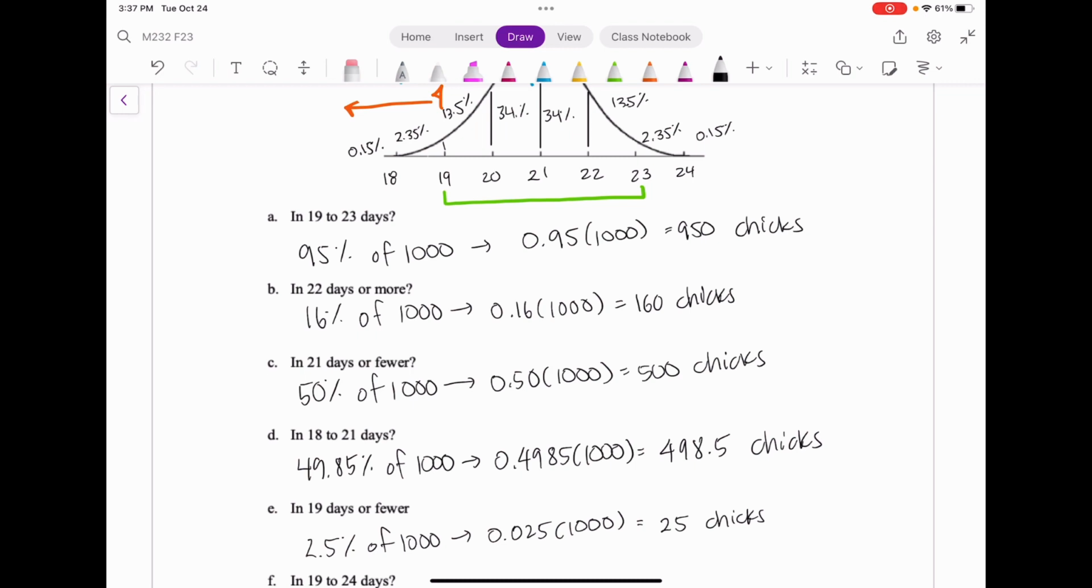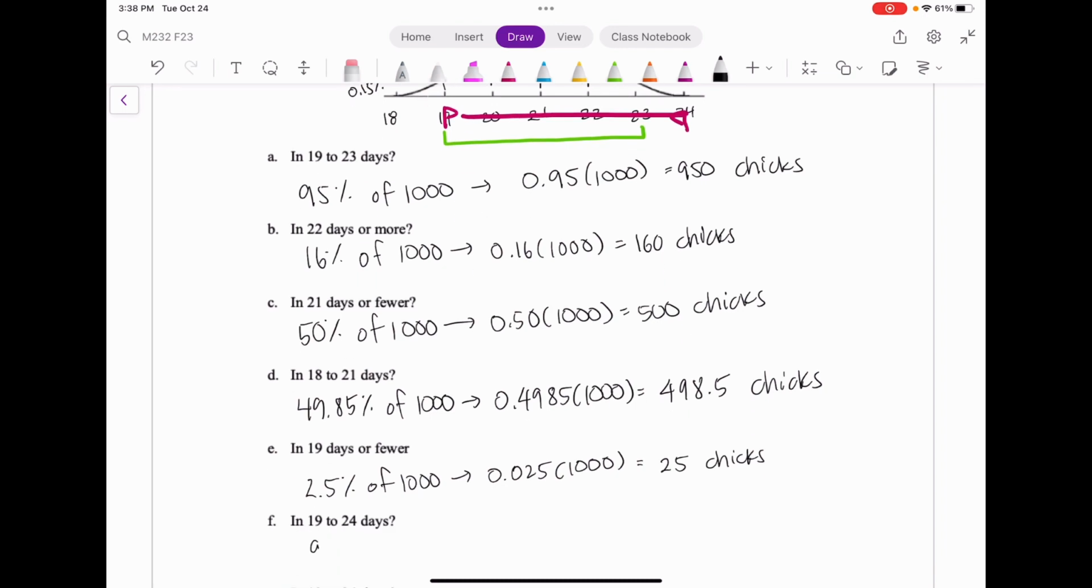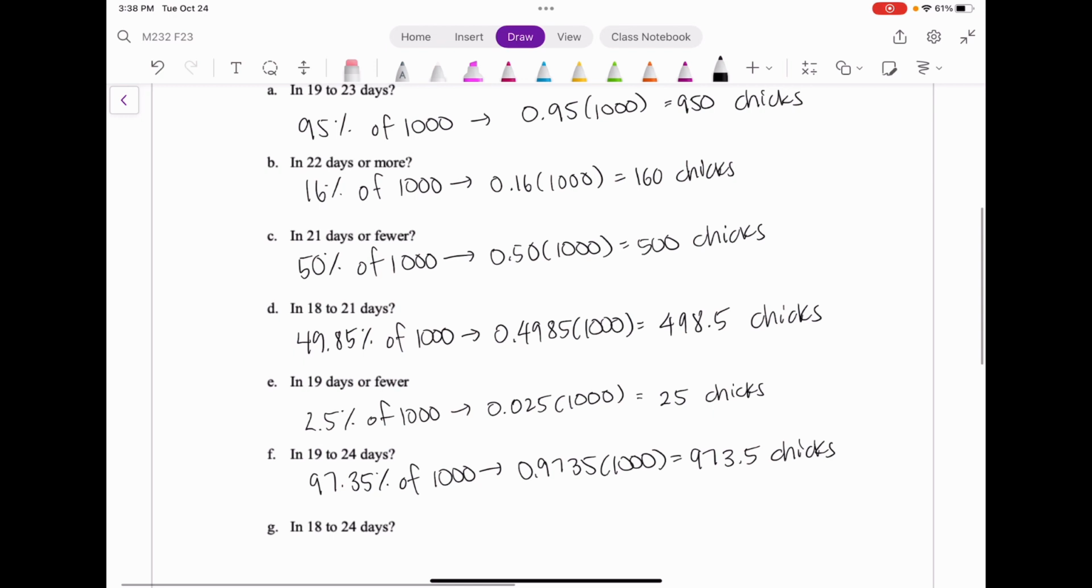Next question is 19 to 24. 19 to 24, which means I'm adding 13.5, 34, 34, 13.5, and 2.35. That gives you 97.35. And we need to calculate 97.35% of 1,000. Turn that into a decimal and multiply, and we're going to get 973.5 chicks. Again, expected value, that's okay. The next one is 18 to 24.